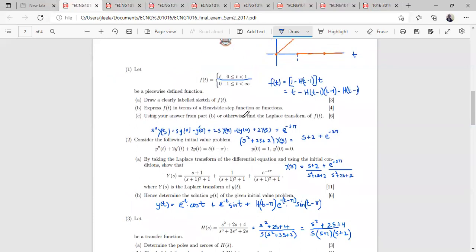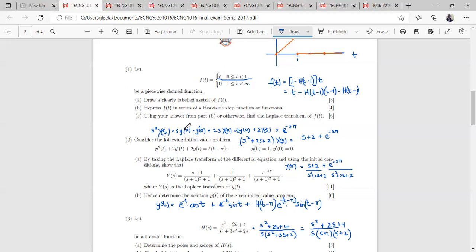Consider the following initial value problem. So you have y double prime(t) plus 2y prime(t) plus 2y(t) is equal to the Dirac delta (t minus pi), and you have y(0) is 1 and y prime(0) is 0. So I take my Laplace here: s squared Y(s) minus s y(0) minus y prime(0) plus 2s Y(s) minus 2y(0) plus 2Y(s), and the Laplace of the delta (t minus pi) will be just e to the minus s pi.